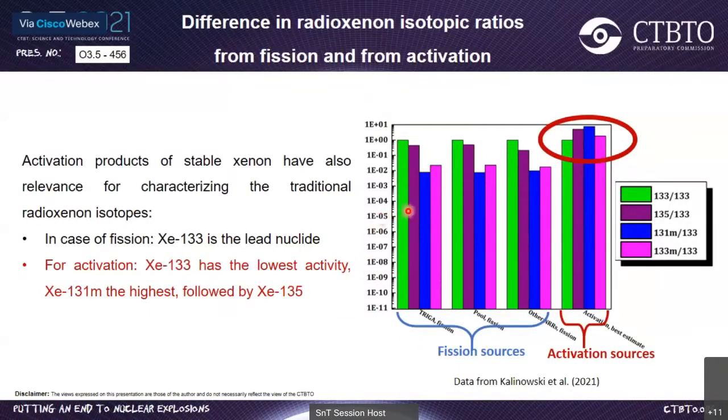This plot represents the ratios of traditional radioxenon isotopes to xenon 133. Here is a clear difference in radioxenon isotopic ratios from fission and from activation. This part shows the ratios coming from fission for different kinds of nuclear research reactors. For the fission sources, the lead nuclide is xenon 133, which is clear here. And for activation sources, it is clear that xenon 133 has the lowest activity. Xenon 131m has the highest, followed by xenon 135.